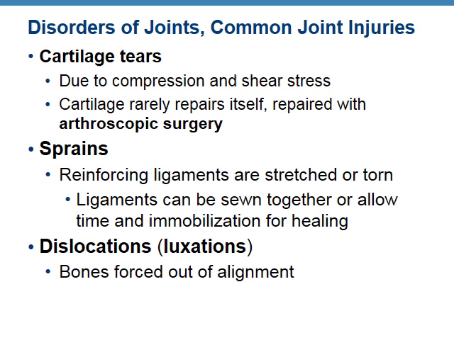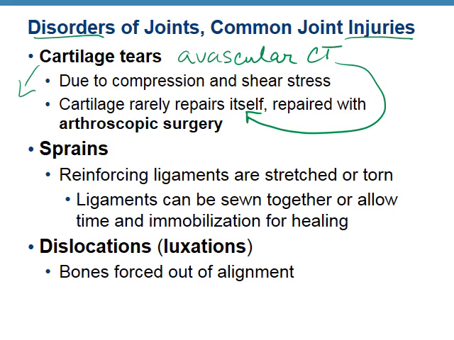So of course, with the complexity of joints, we can have disorders and injuries. We've talked about a few, but here are a few more. Cartilage tears. Remember, this is avascular connective tissue, right? Means no blood supply, which means that it can rarely repair itself. You usually have to have surgery.